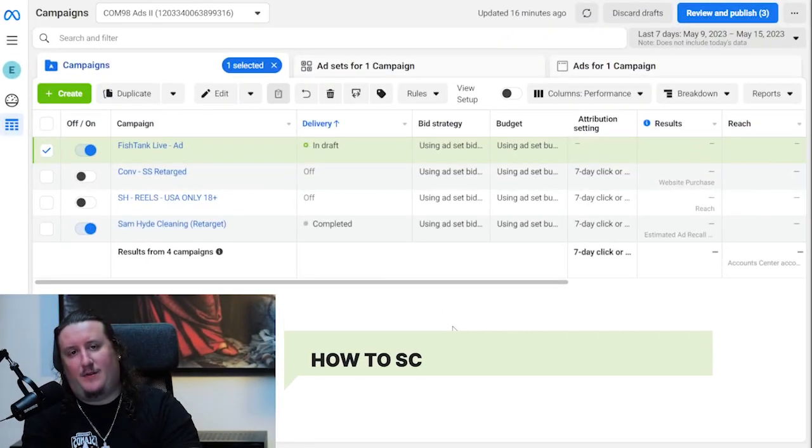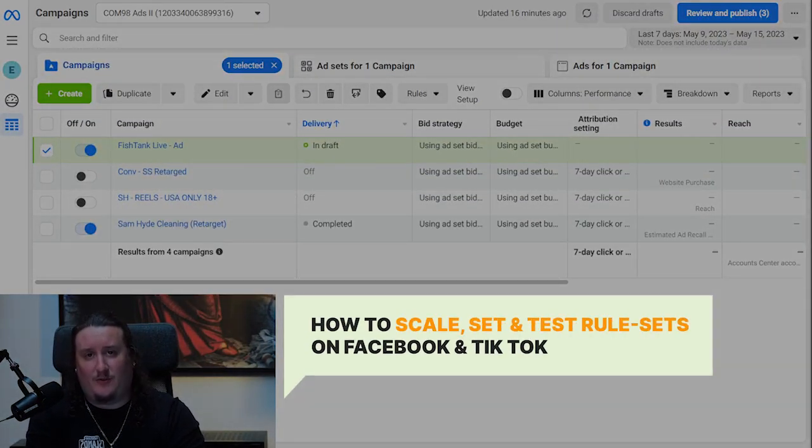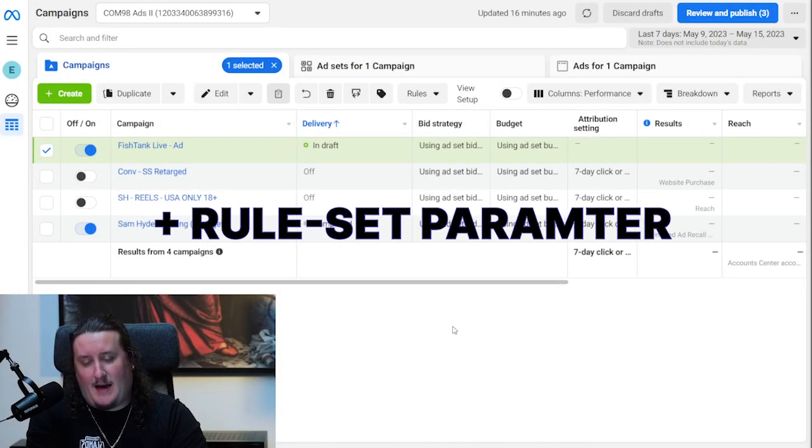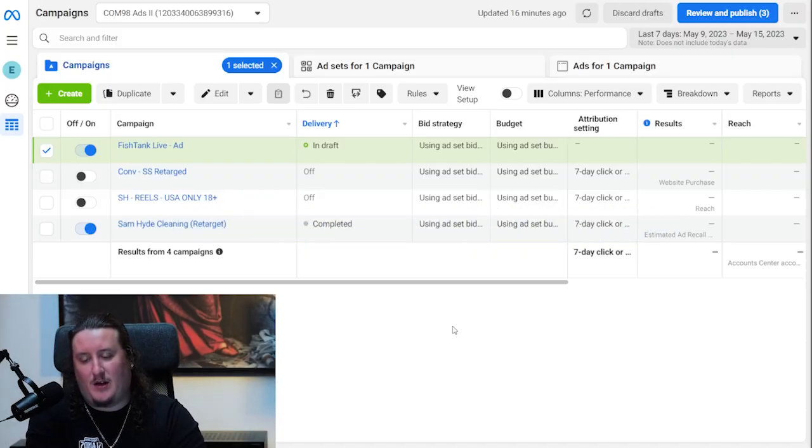Today we are covering rule sets and scaling rule sets on TikTok and Facebook, as well as testing rule sets. Now there's arguably not a campaign that I'll run without a rule set parameter added. Facebook has changed the way that they apply rule sets. TikTok is the same. So TikTok is still always manual.